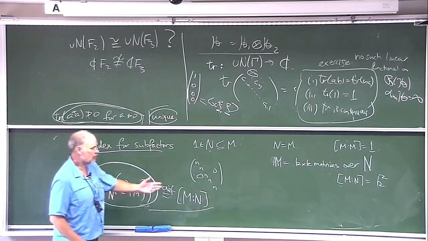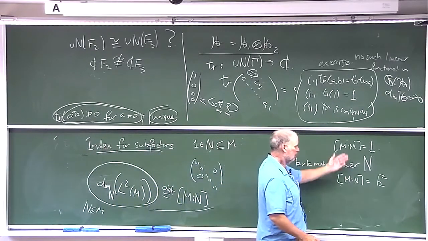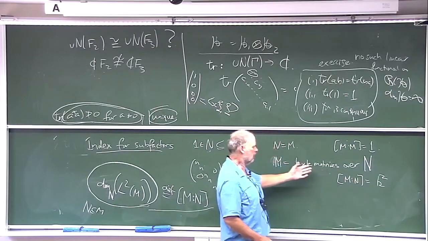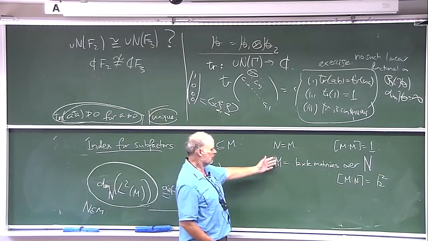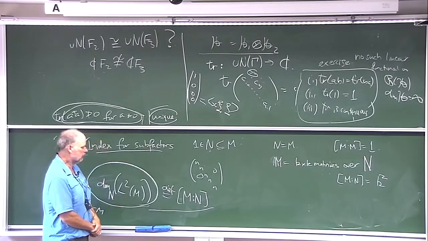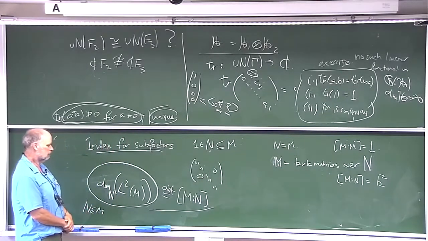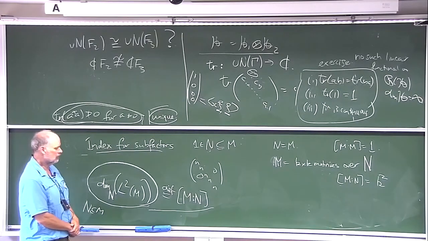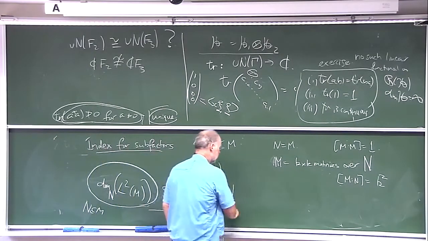So obviously the index of M in M is equal to 1. That was the way we normalized the dimension. And obviously this is true also because we can see the decomposition of L2 of M in this case as the direct sum of k-squared copies of L2 of n. So we've got an interesting notion. Let's do another example.